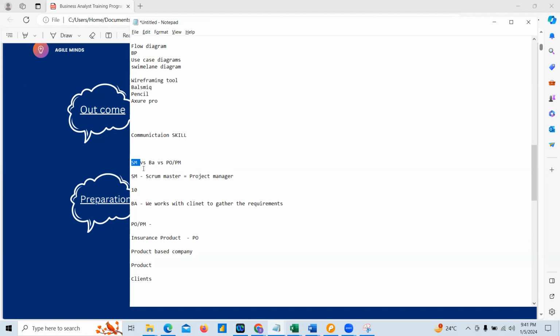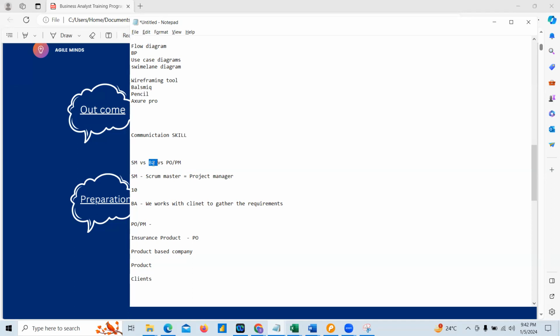Okay, some people try to directly step into Scrum Master. I would say that is not the right decision. That is the worst decision. If you directly get into the Scrum Master role, you do not have any option. You have to stay in that role only. You cannot go as a BA, you can't go as a product owner.